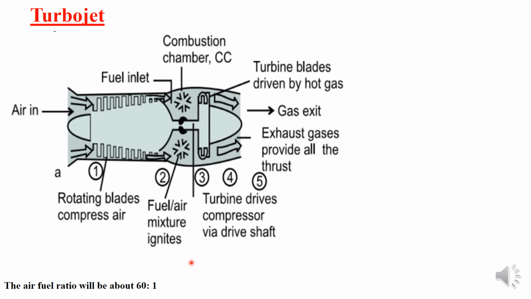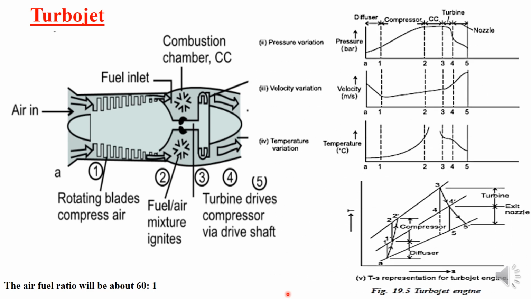Now we will see the pressure and temperature variation. See over here, how the pressure variation will be. We have the component diffuser. In the diffuser, a slight pressure increase will be there because of the shape of the suction. After your diffuser we have the compressor. The compressor will pressurize to the required level. Then it comes to the combustion chamber, where you are adding heat by inserting the fuel into the hot air.